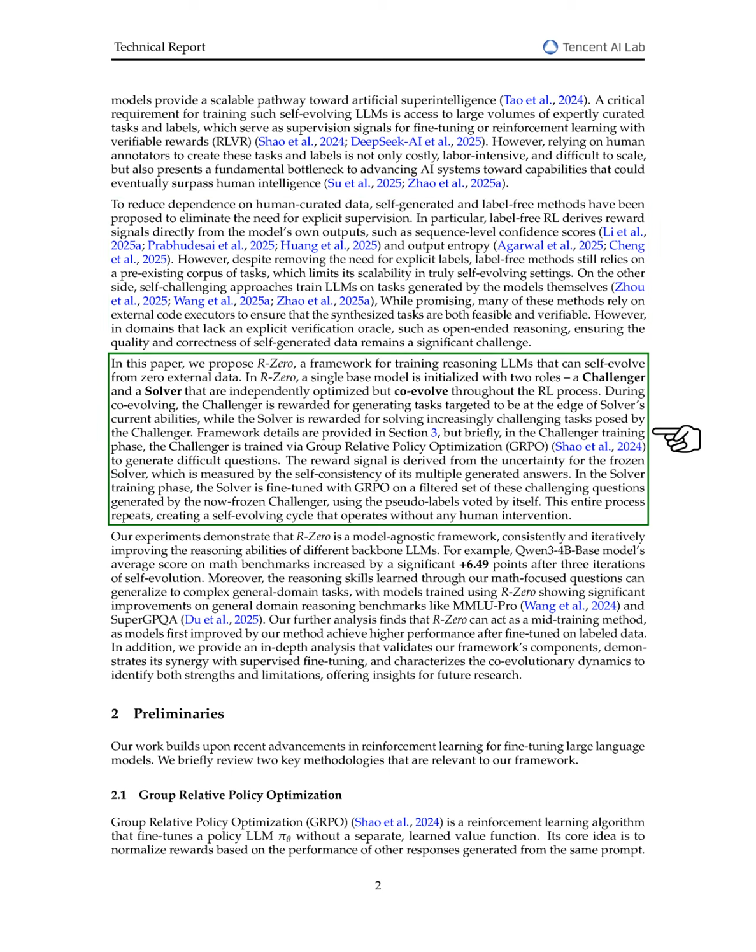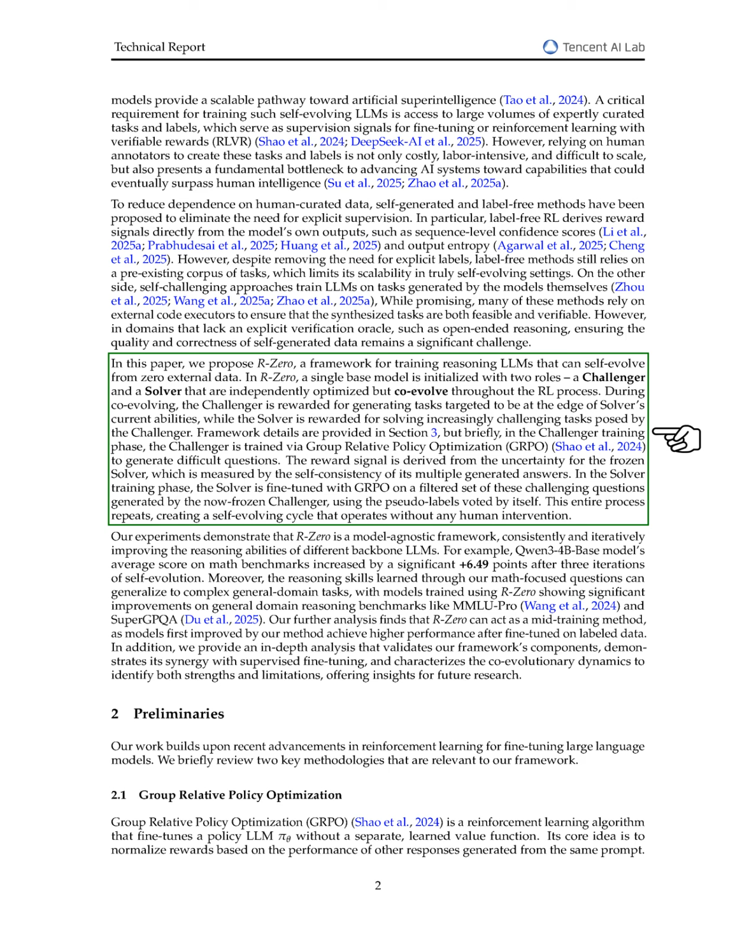In this paper, we propose R0, a framework designed for training reasoning LLMs that can evolve without any external data. In R0, we start with a single base model that takes on two roles, a challenger and a solver. These roles are optimized independently but evolve together during the reinforcement learning process. The challenger generates tasks that push the solver's limits, while the solver is rewarded for tackling these increasingly difficult challenges.